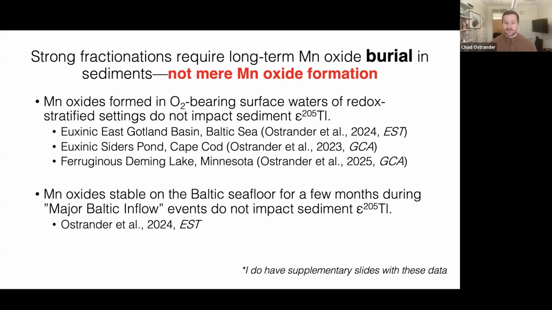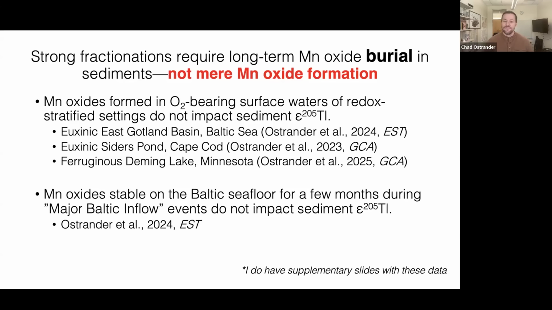So we've seen this in the Baltic Sea. We've seen this in a euxinic pond on Cape Cod. We've seen this in a ferruginous lake in Minnesota. We can see small isotope fractionation effects from the manganese oxides between the waters and the particles as these oxides form. But as these oxides sink and start to make their way to the lake bed, they do not carry that thallium isotope fractionation to sediments.